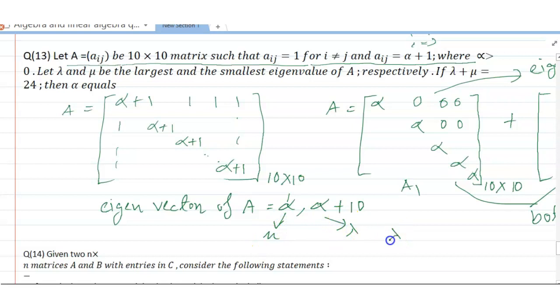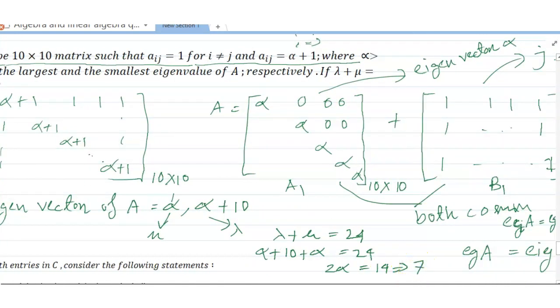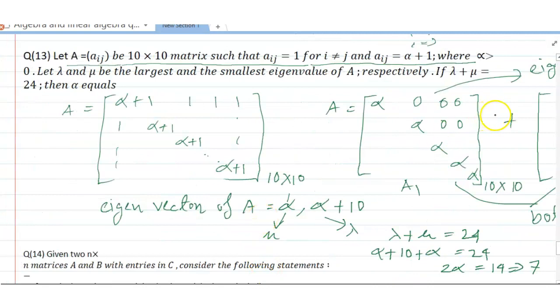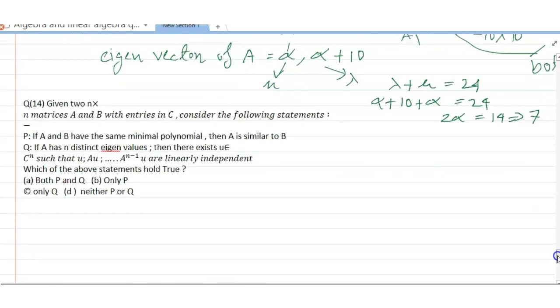So lambda plus mu is equal to 24. So lambda is equal to alpha plus 10, and mu is alpha, so 2 alpha plus 10 is equal to 24. So 2 alpha is equal to 14. So alpha equals 7. This is my answer. How does alpha equal 7, friends? Because there are two eigenvalues, one is alpha and another is alpha plus 10. The J matrix is very important.